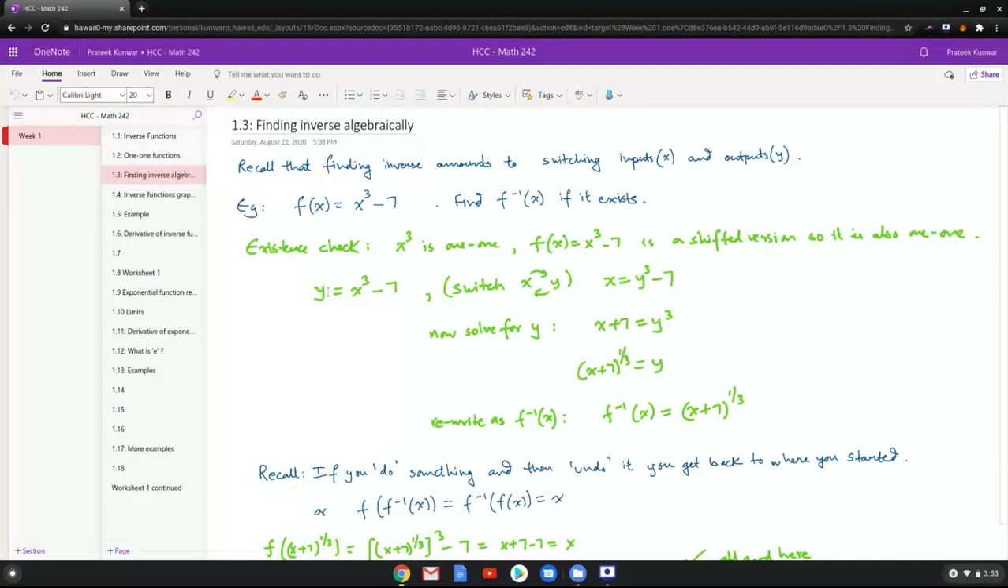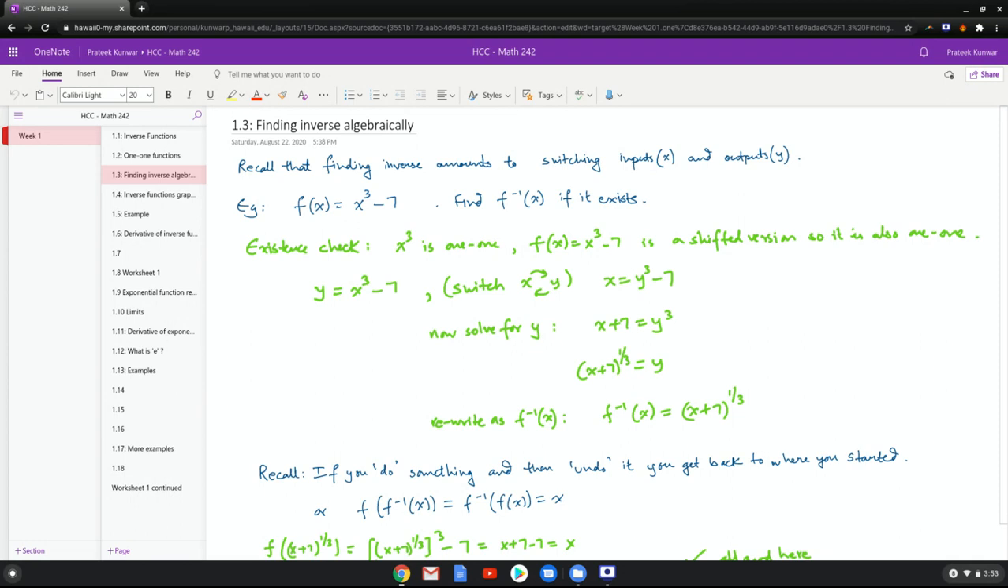So we're good. Now, to rewrite the function as y equals x cubed minus 7, switching x and y just means we literally switch them in the equation. So we get x equals y cubed minus 7. And then we solve for y. Add 7. To get rid of the y cubed, you take a cube root, so you get y is the cube root of x plus 7. And you rewrite it in the appropriate notation, saying f inverse of x is (x plus 7) to the 1/3.